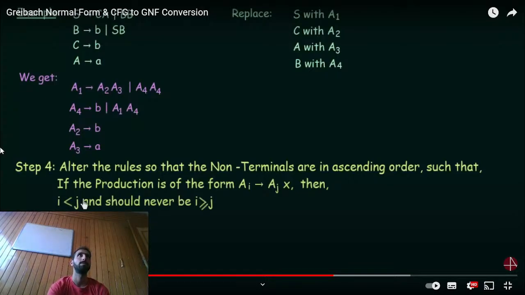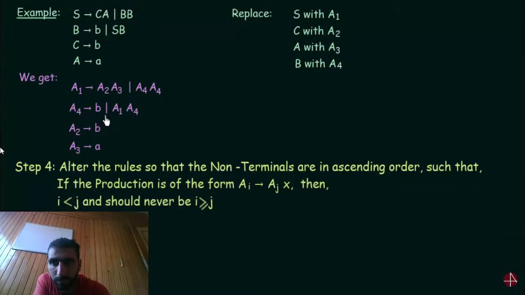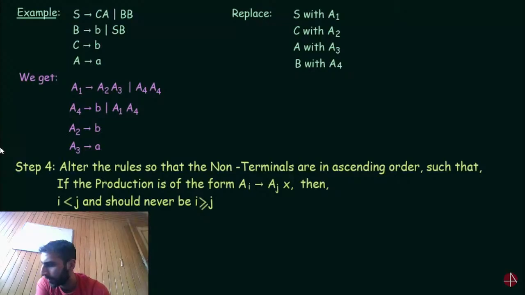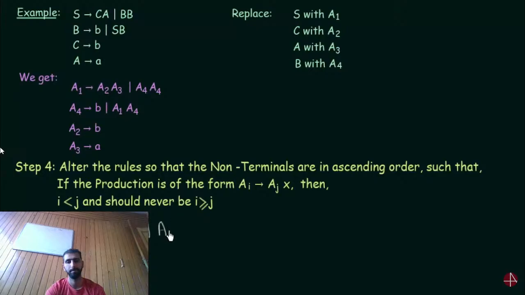So we need to resolve this portion. Now let's see how we can resolve it. We have to resolve it by replacing the problematic variable with some other values. So let me just write down the rule that is causing the problem. It is A4 gives B, A1 A4. Now if you look at this, the problem is caused by this A1 over here.